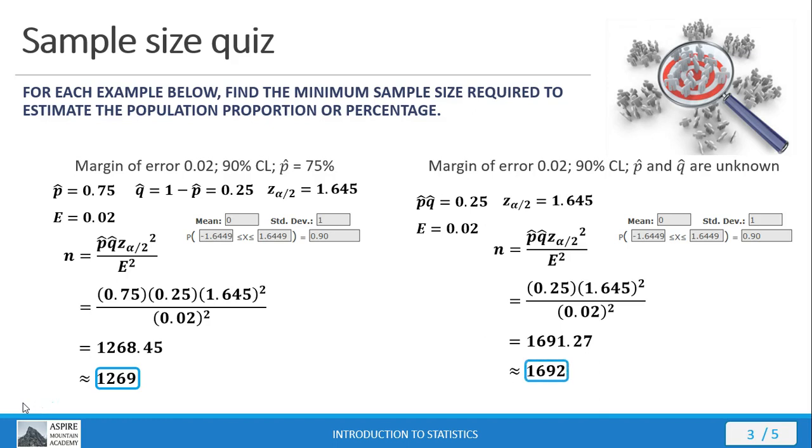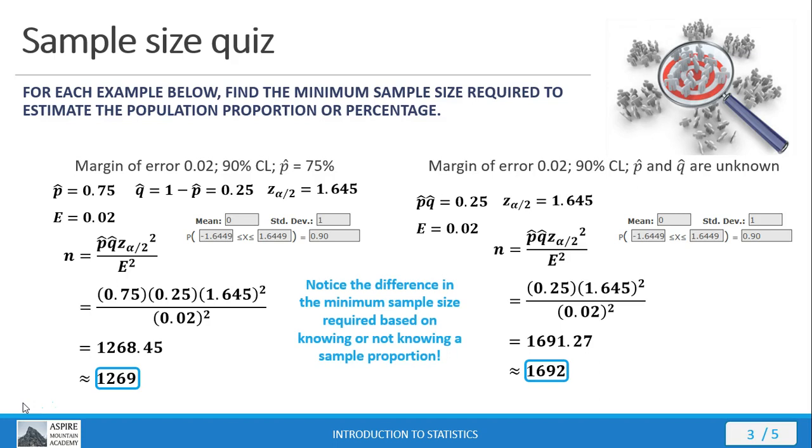Notice how significantly larger our sample size is when we don't know what p hat and q hat are. So there's a big difference between knowing and not knowing. It really pays to know, but if you don't know, then yes, you're going to use that most conservative estimate. And this is why it's most conservative, because it just inflates the sample size larger than it really needs to be.